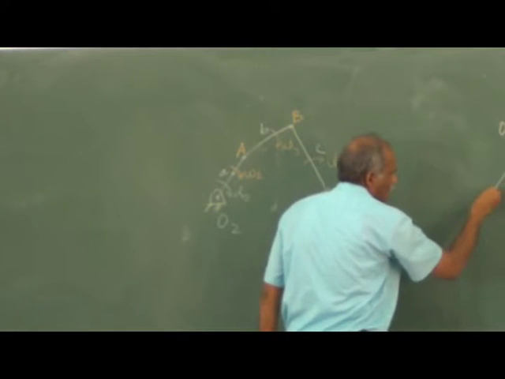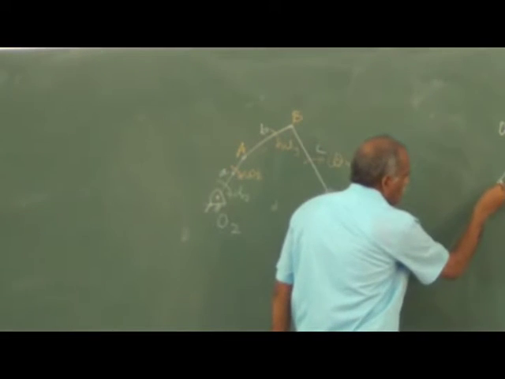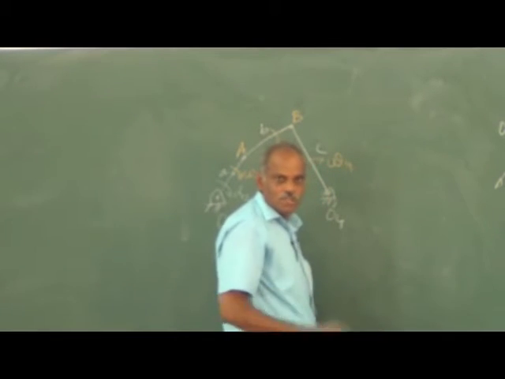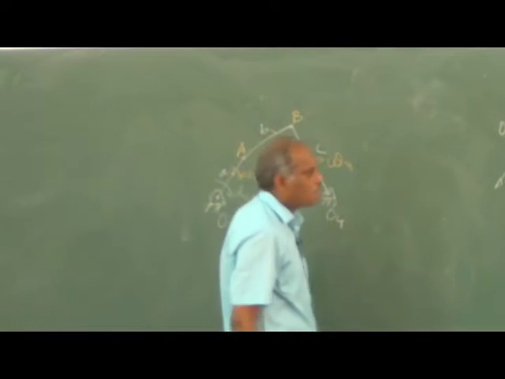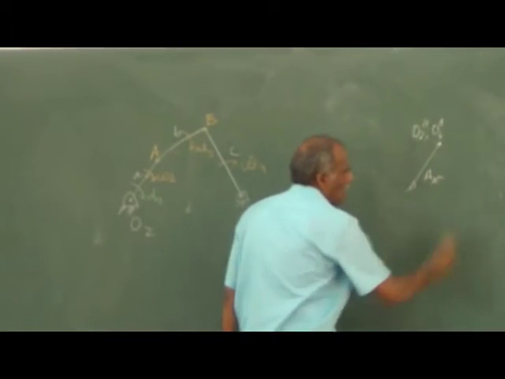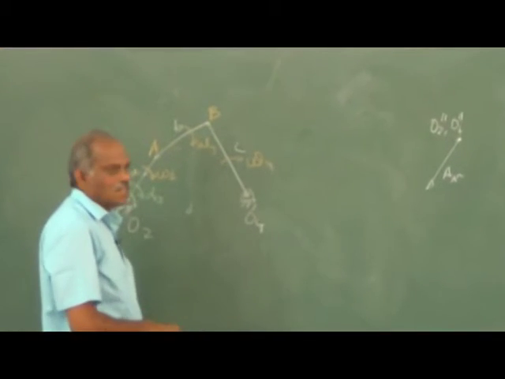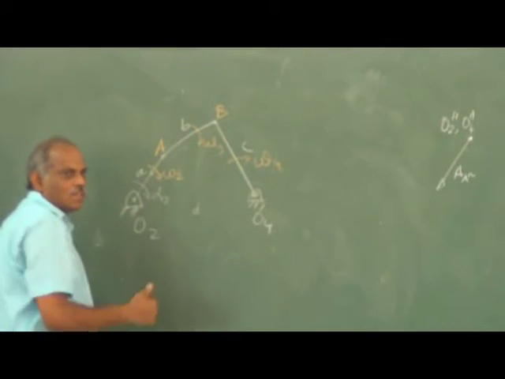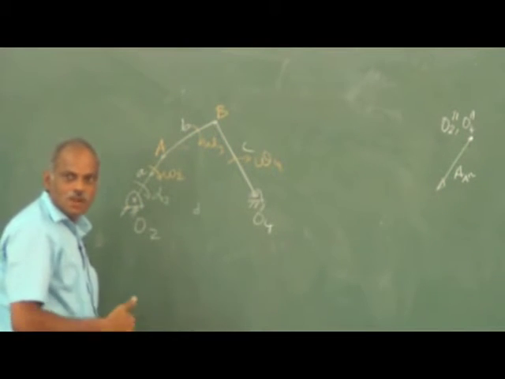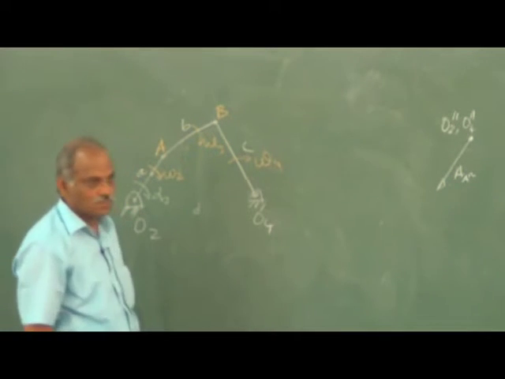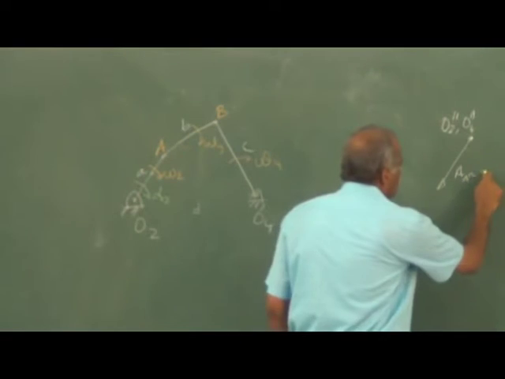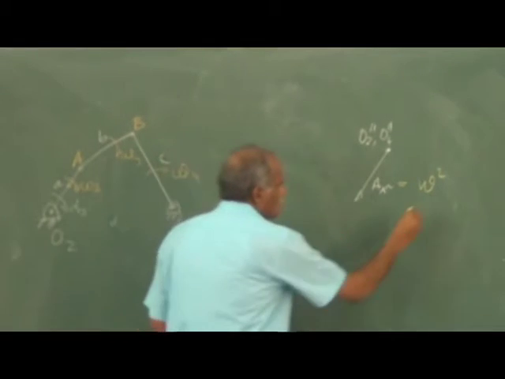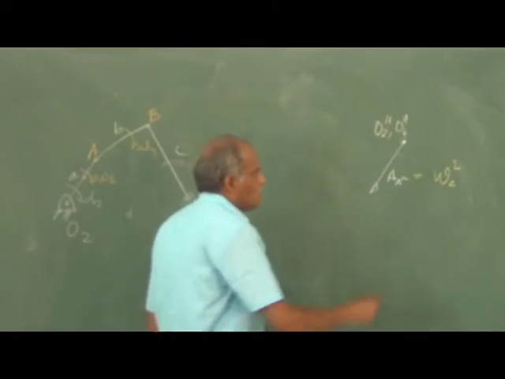So, this will be my direction of the acceleration of A with respect to O2, but we don't mention O2 because it is a fixed point. This is the normal component. Acceleration of A normal component is nothing but the centripetal component of acceleration, centripetal acceleration. What is its magnitude? It is given by omega square, in this case omega 2 square, times A.